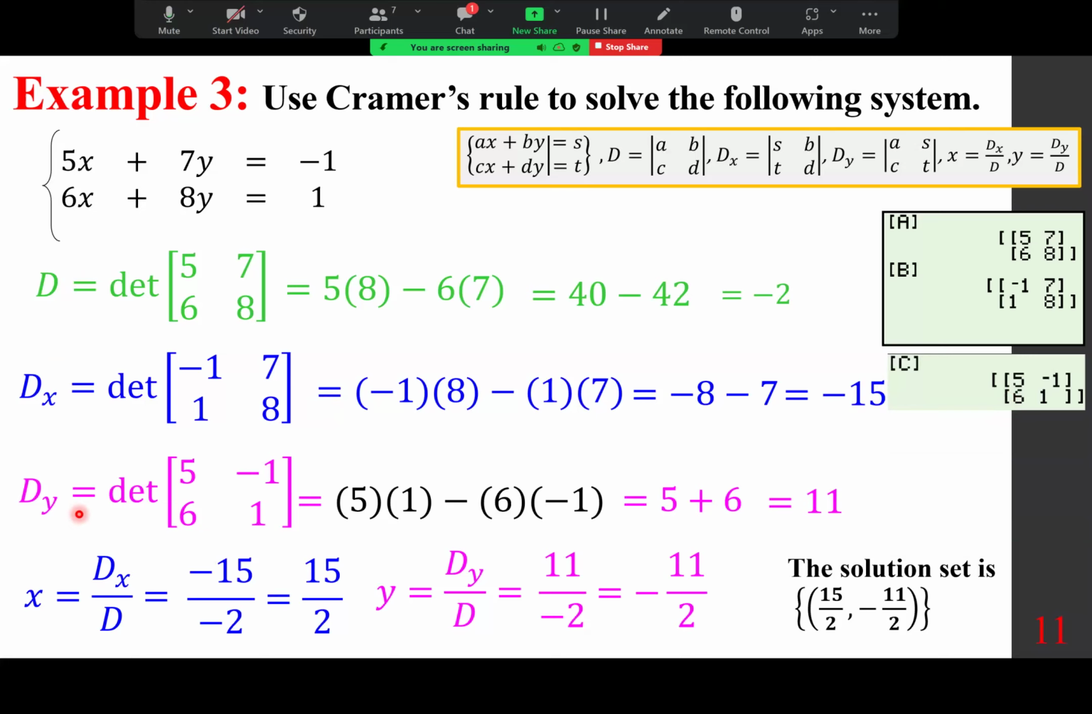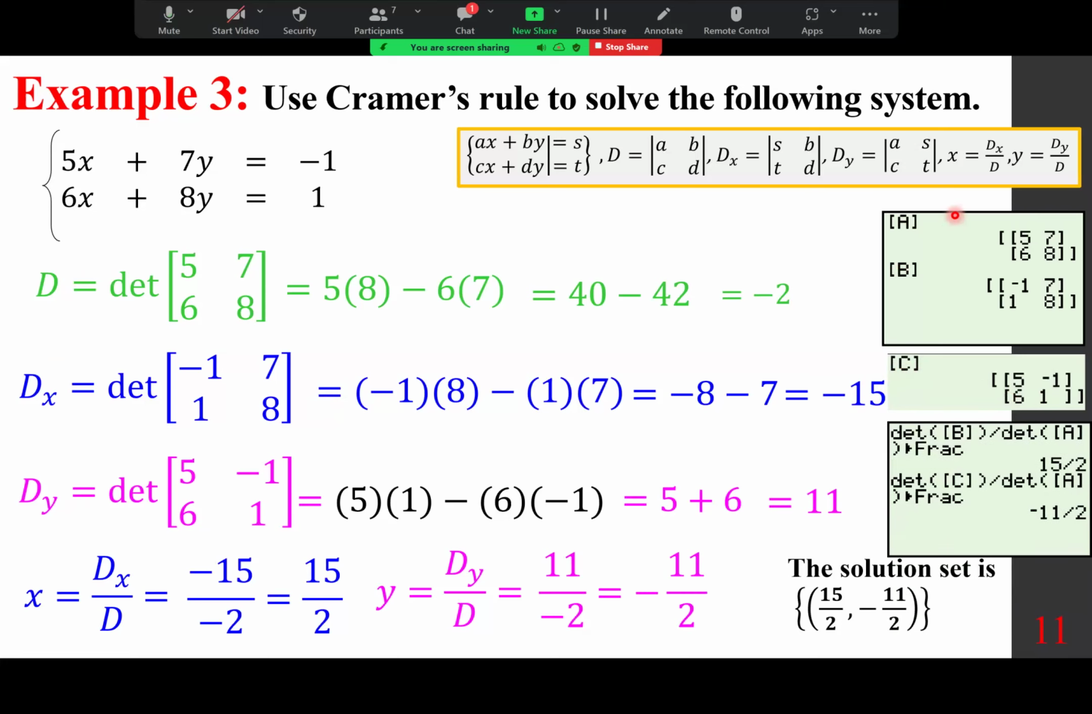Now, the ratio of determinant of B to A is your X, and the ratio of the determinant of C to determinant of A is your Y. So take a look at what we have. Determinant of B over determinant of A, and then you change it to a fraction, that's 15 halves X. Determinant of C to determinant of A is negative 11 halves. So this is using technology. And you can do that pretty fast.